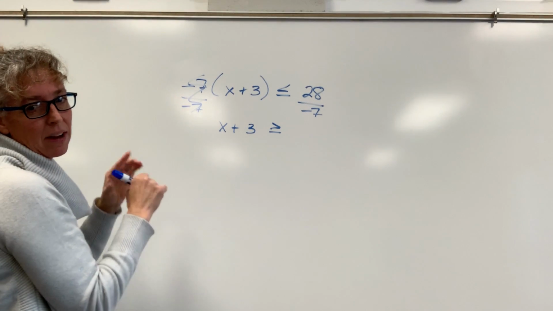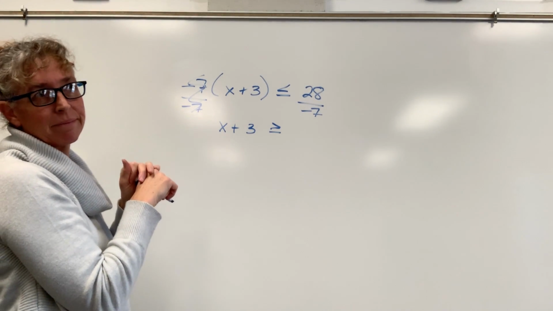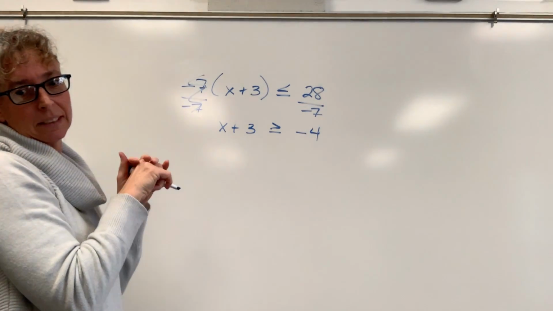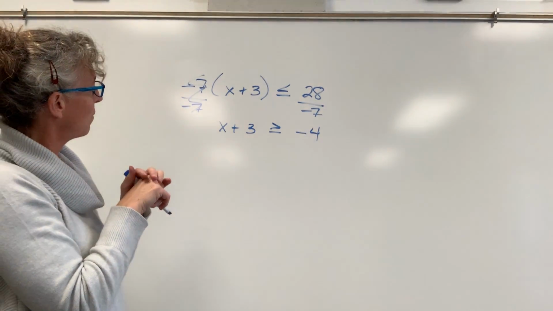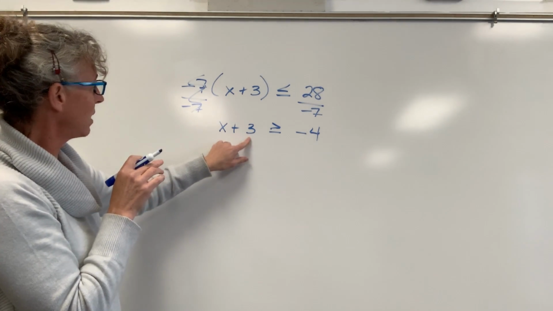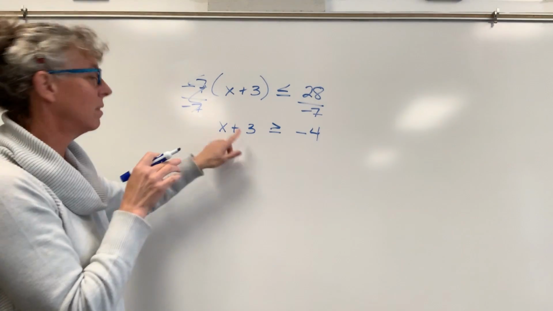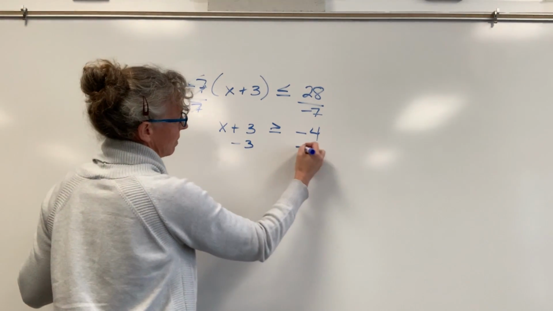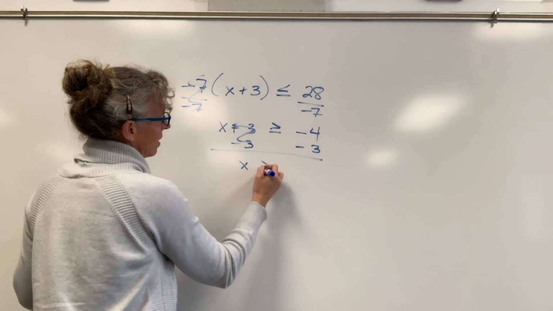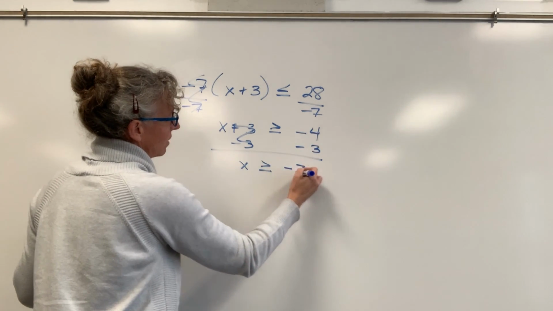And what's 28 divided by -7? I think it's -4. Am I right? Okay, so -4. Now we're almost done. This is x plus 3. How do I get rid of the plus 3? Subtract 3. Okay, I'm going to be fair and do that over here as well. X is going to be greater than or equal to -7.